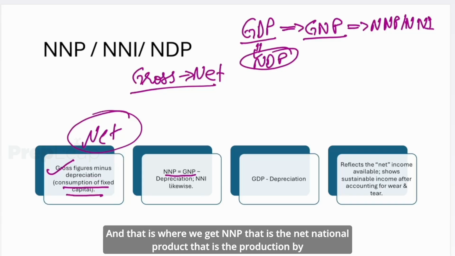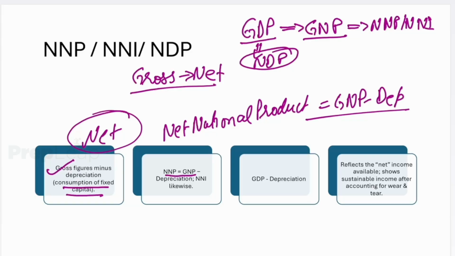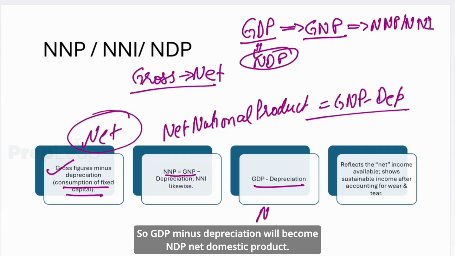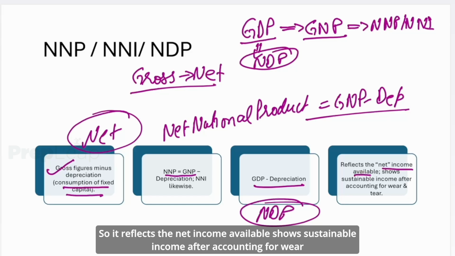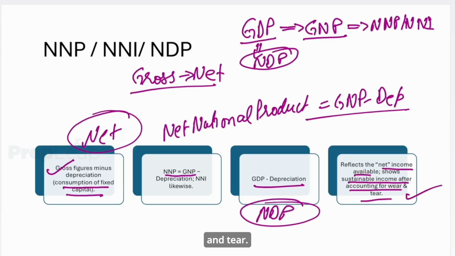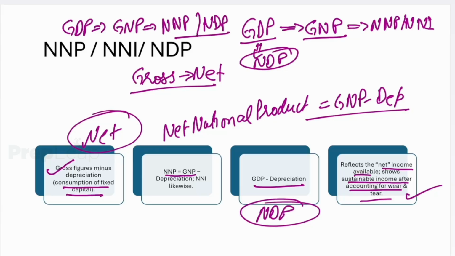And that is where we get NNP, the net national product, that is the production by the nationals of India, which is basically GNP minus the depreciation. The same concept is called NNI also. So GDP minus depreciation will become NDP, net domestic product. So it reflects the net income available, and shows sustainable income after accounting for wear and tear. So these are very important concepts. We started with GDP, we went to GNP, then we understood what NNP or NDP is, right?